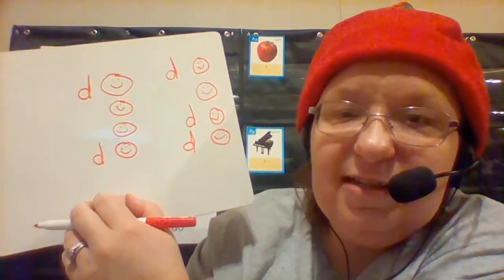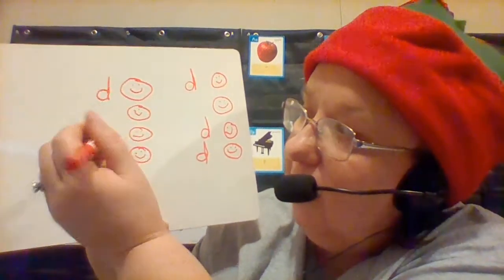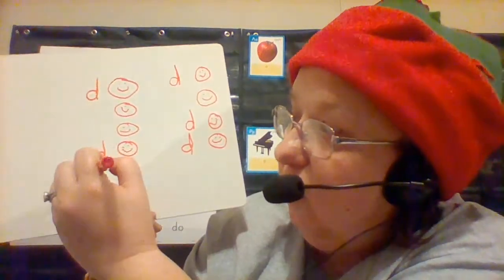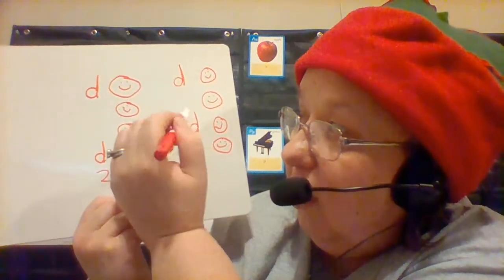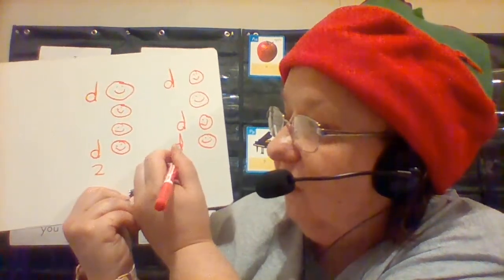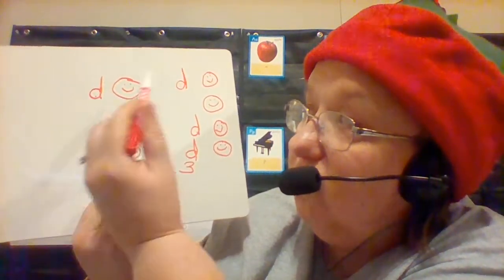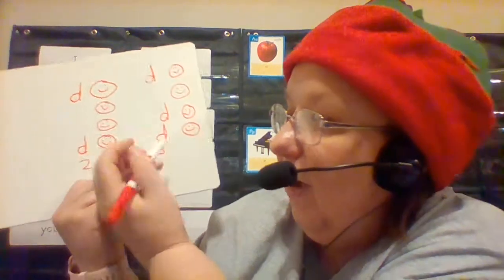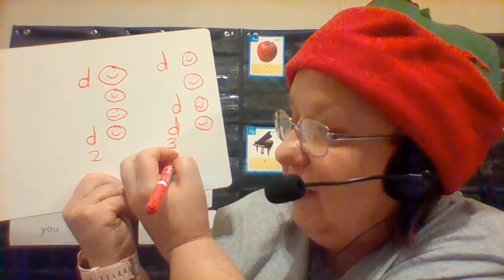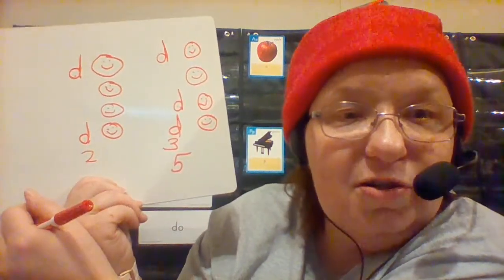How many D's did you make? Let's see. 1, 2. We have 2 over here. And 1, 2, 3. We have 3 on this side. All together we have 1, 2, 3, 4, 5. You made 5 D's all together. Very good, class. We're going to move on to a different activity now, so I'm going to erase my board. Okay, you can put your dry erase board down, and we're just going to use mine for a minute.